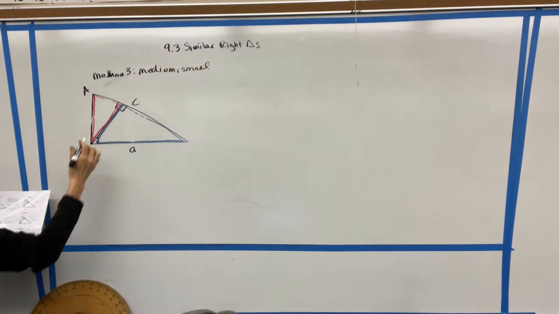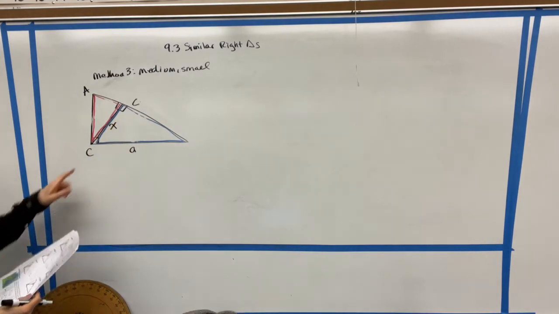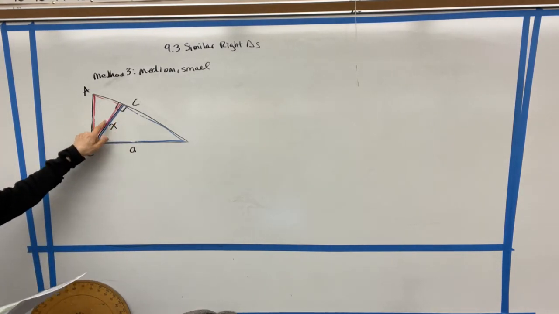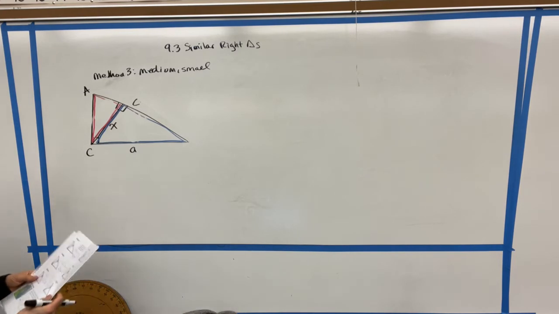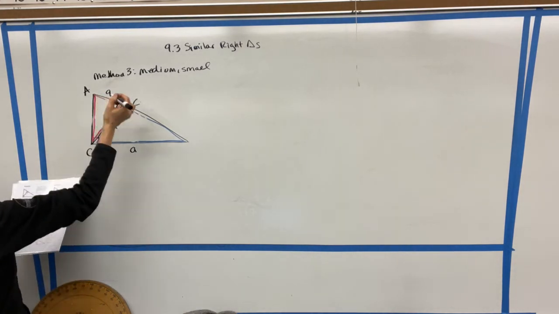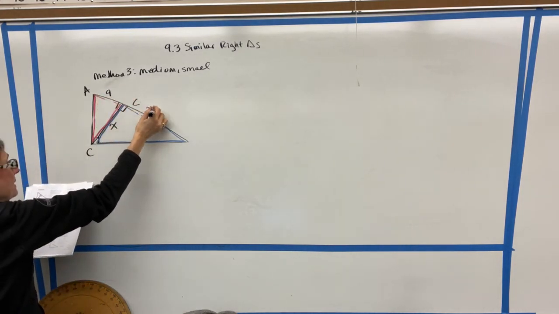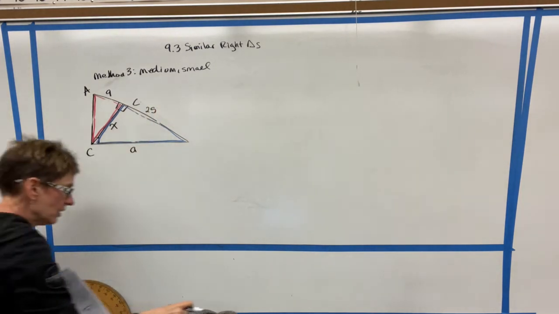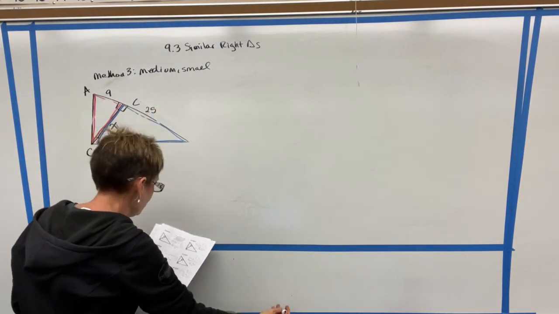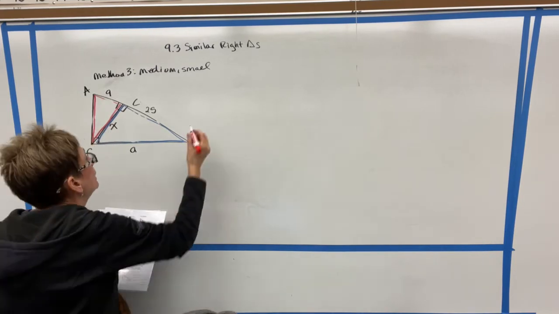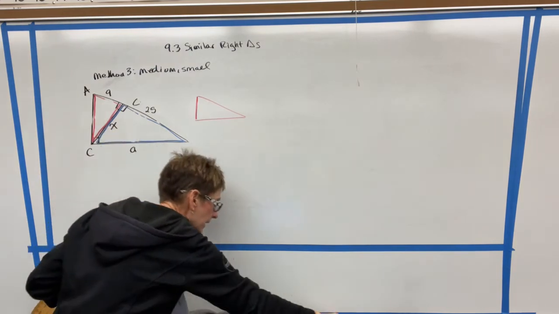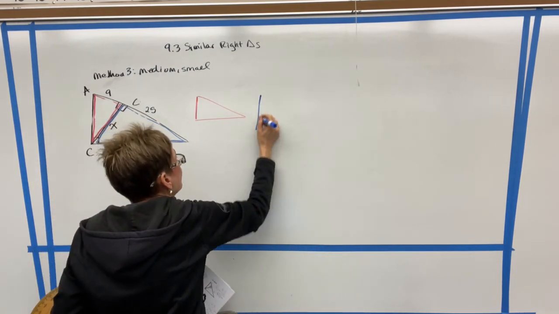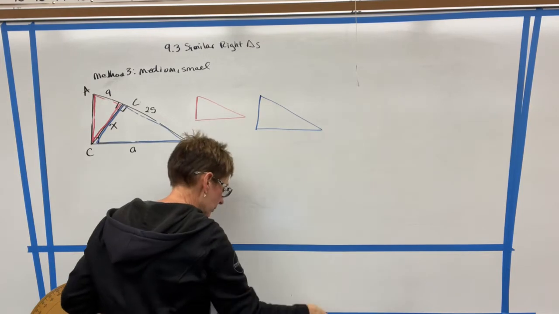For this one, let's go ahead and put an X here. Now notice that this X is on the small and medium triangles. So to solve for that, it's going to be most helpful to use the small and medium triangles. And then I have that this side here is 9 and that side is 25. So I'm going to draw my two triangles here. Let's do the small and the medium. So I've got the small triangle in red, and I have the medium triangle in blue.